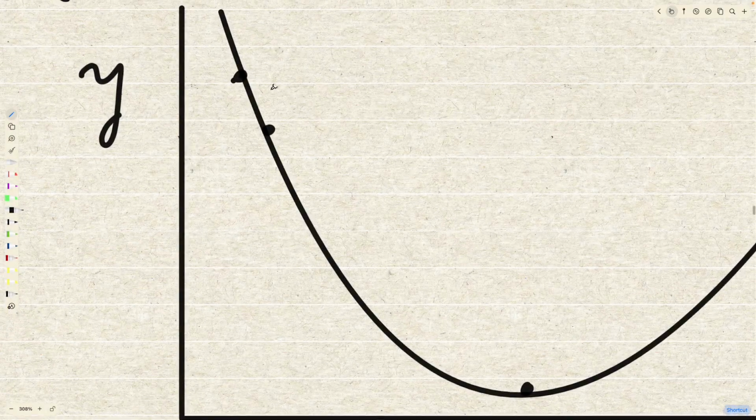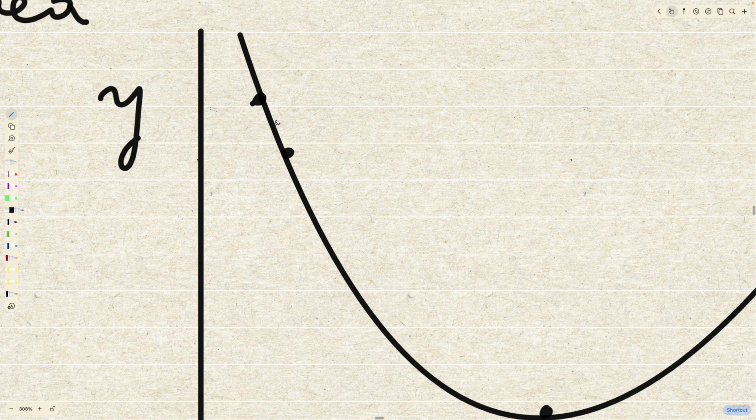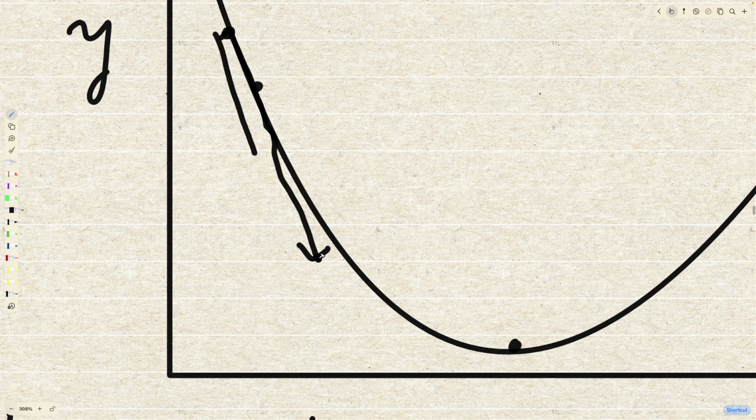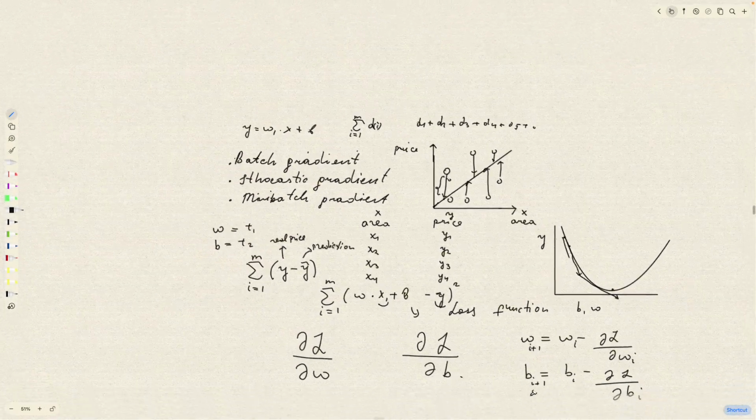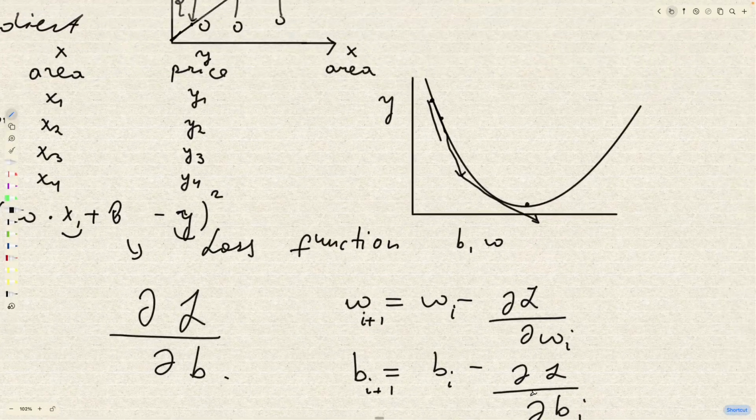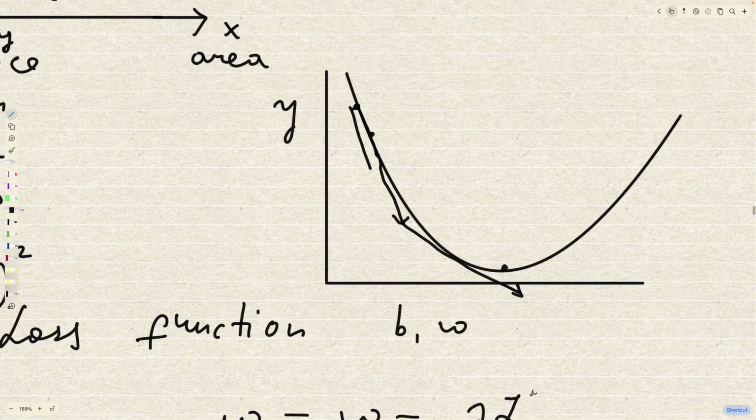For example, if we choose the rate bigger than what is optimal, then from this point it will go like this, and then from this point, it will go like this. So you can basically miss the minimum. So this is not what we want. And also, if we make it smaller than what is optimum for this hyperparameter, then it will take a lot of steps to reach.